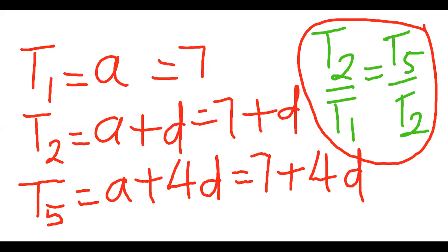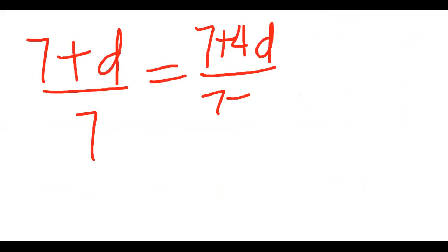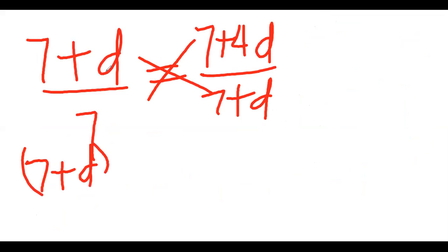So T2 over T1: T2 is 7 plus D, over T1, which is 7, is equal to the fifth term, 7 plus 4D, over the second term, which is 7 plus D. We're going to cross multiply. So here we have 7 plus D all squared equal to 7 into bracket 7 plus 4D.